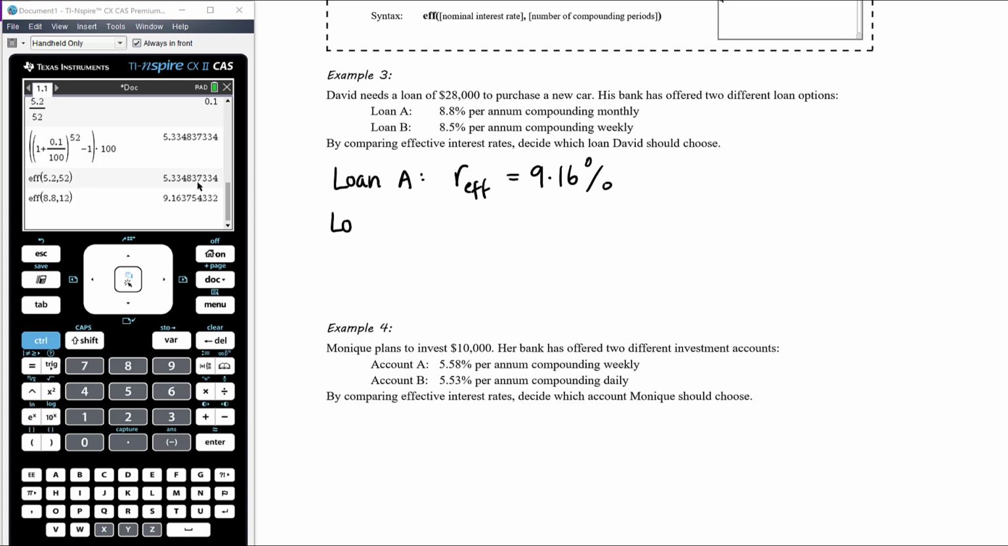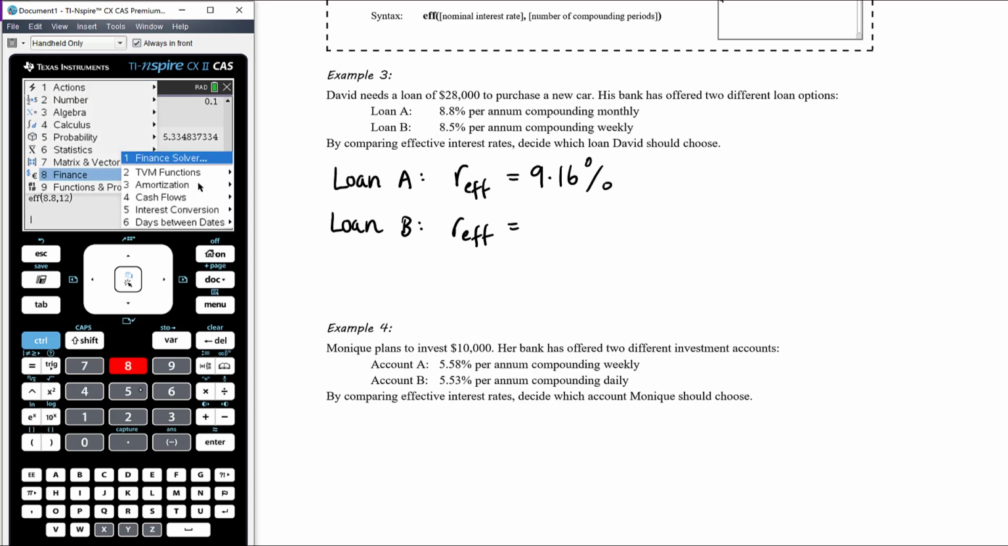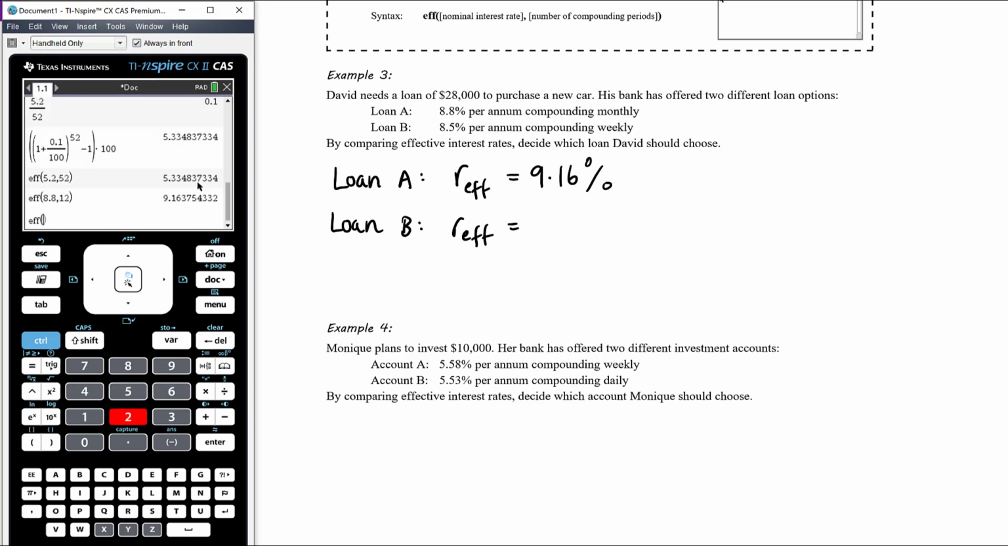So let's have a look at Loan B. So for Loan B, menu 852. Our effective interest rate, the nominal rate is 8.5, comma, and then the number of compounding periods per year. So we're going to compound weekly, which will mean 52 compounds per year. And we get 8.86%. Okay, so then the next thing we need to decide is, do we want to be earning more? Are we earning the interest or are we paying the interest? And hence, do we want the higher effective rate or the lower effective rate?